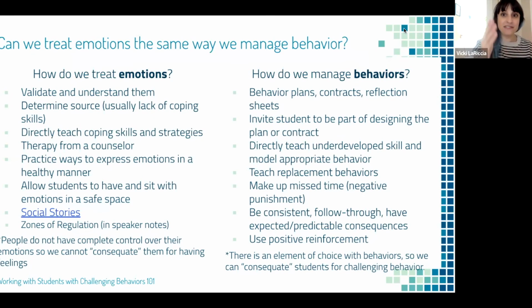So on the left-hand column, how do we treat emotions? You can't reward a student for not having an emotion. You can't reward a student for emoting the way we want them to. You can reward students for behaviors that they're choosing to make to escape from a demand, to get attention, to access something that they want to access, that are serving a sensory purpose or a physiological purpose. You can reward them for that.